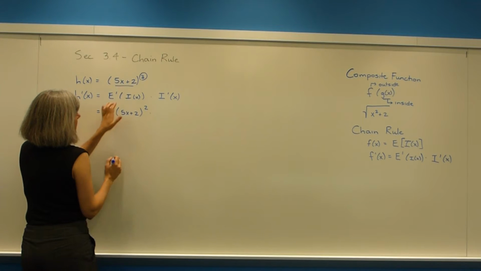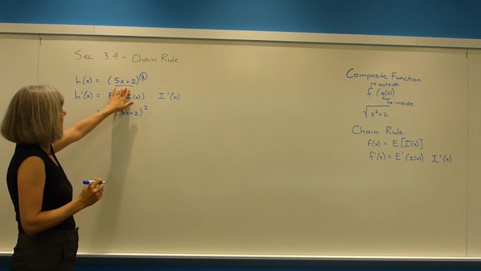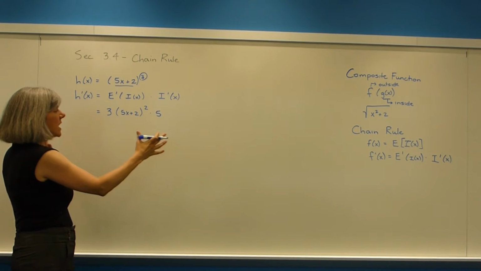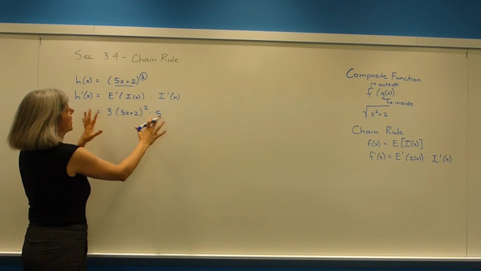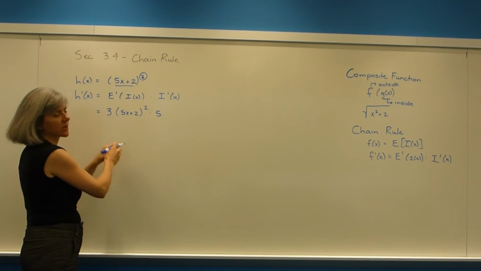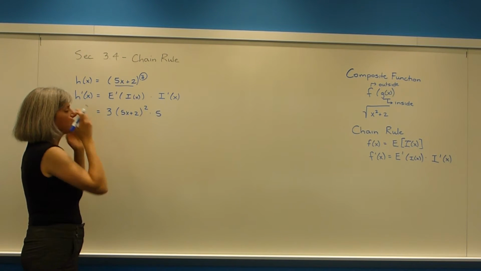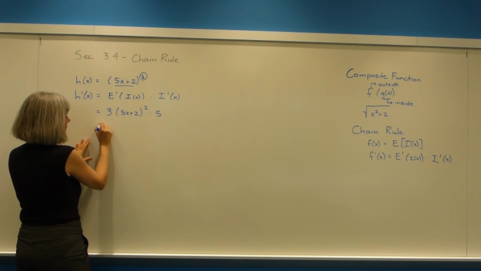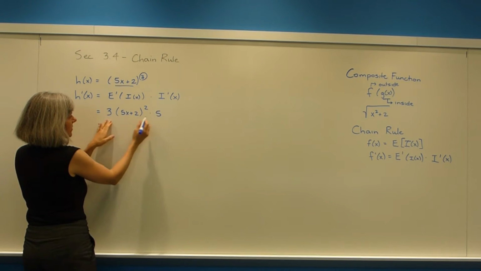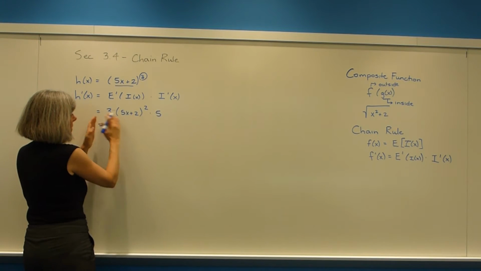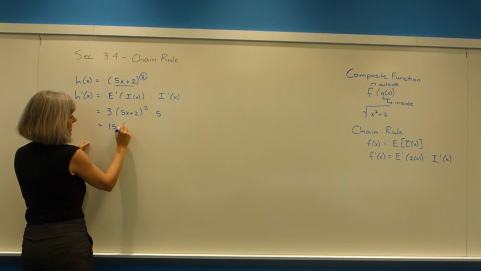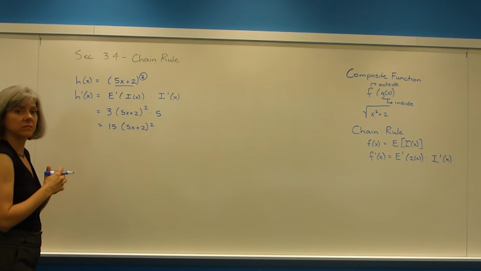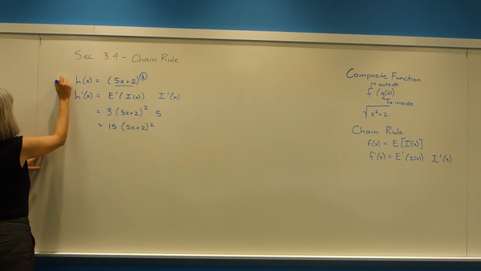What do I multiply by? The derivative of this inside function. Derivative of 5x plus 2 is 5. And then, always with chain rule problems, you need to clean up and collect all your constants. I'll show you a standard format for writing some functions. So 3 times 5, remember we can multiply in any order we like, so we can multiply the 3 by 5 in the front, 5x plus 2 squared. Okay, that's the first example.